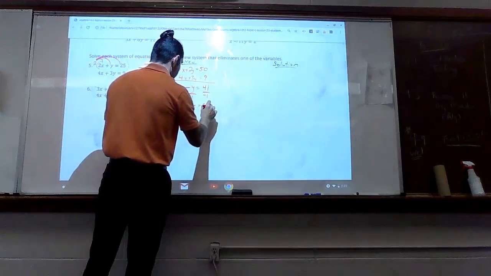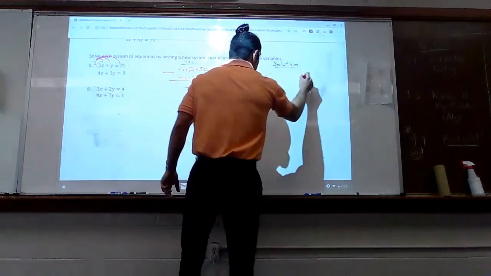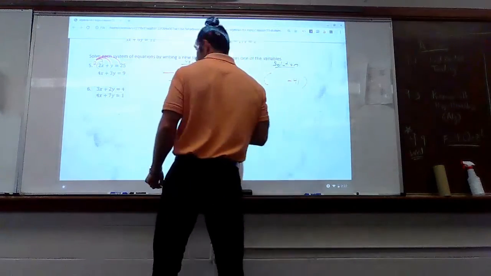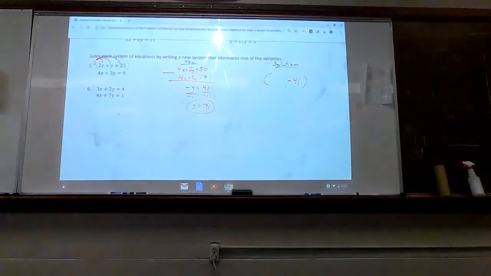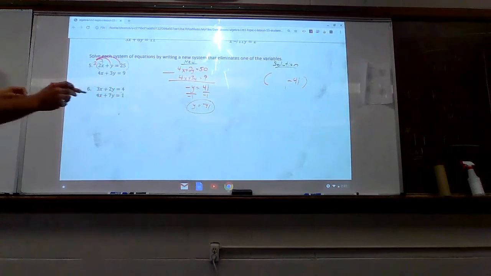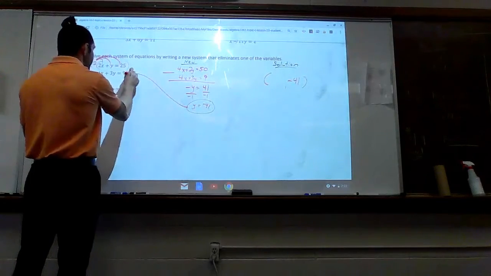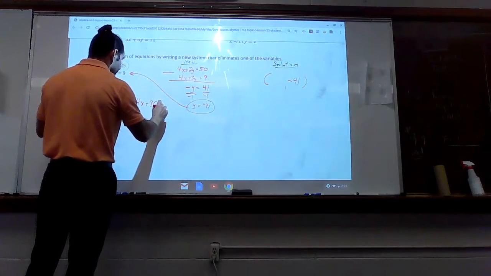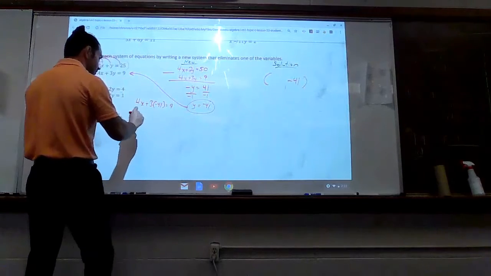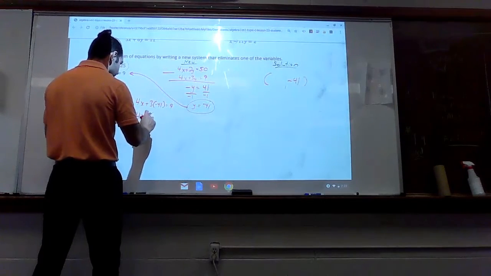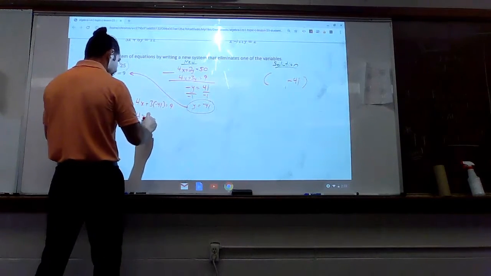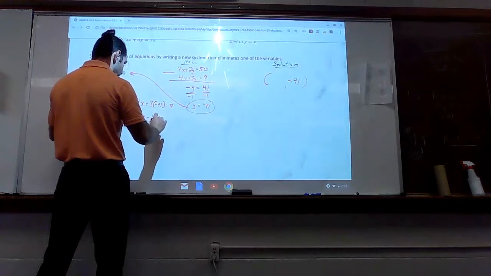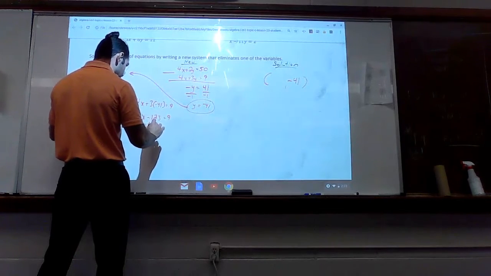Y equals negative 41. So I come over here, I put negative 41. Immediately, I put negative 41. From there, I take this and I substitute it into the one that we did not touch. 4x plus 3 times negative 41 equals 9. 4x plus, a positive times a negative is negative 123, equals 9. Add 123, add 123.